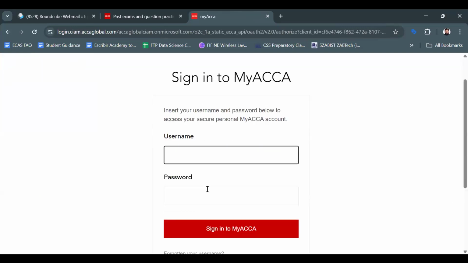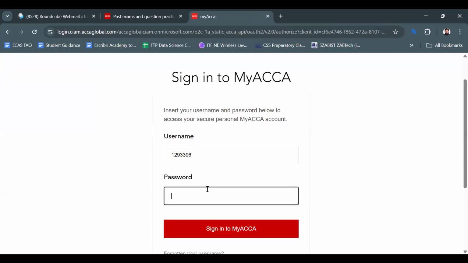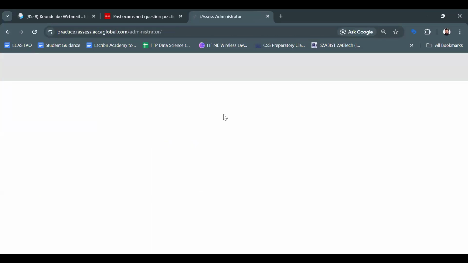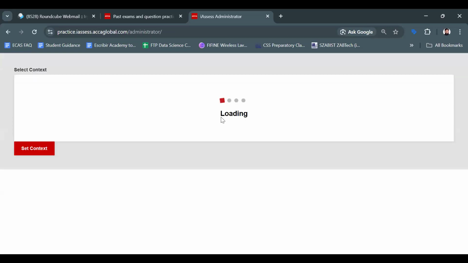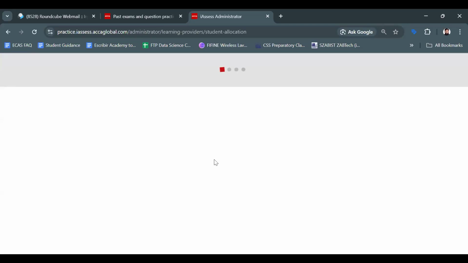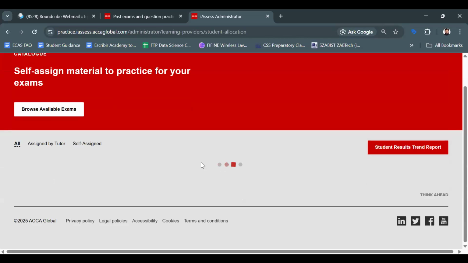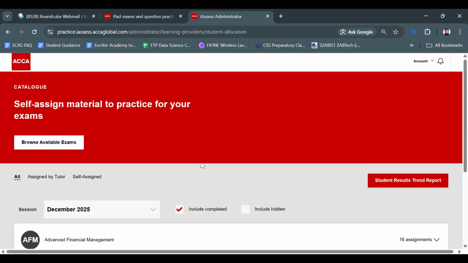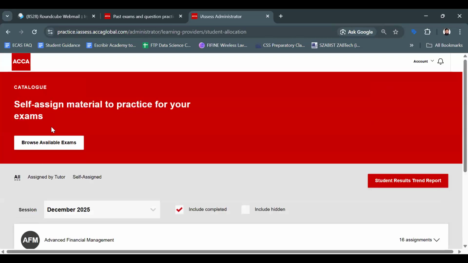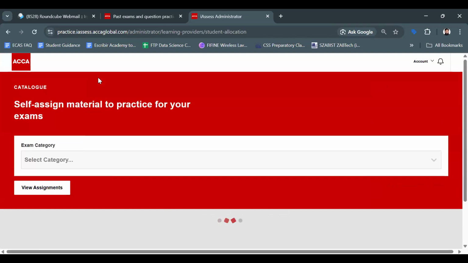On the practice platform, what do you need to do? You need to log into the ACCA platform. Now, you would then click on this browse. You would click on this browse available examinations.